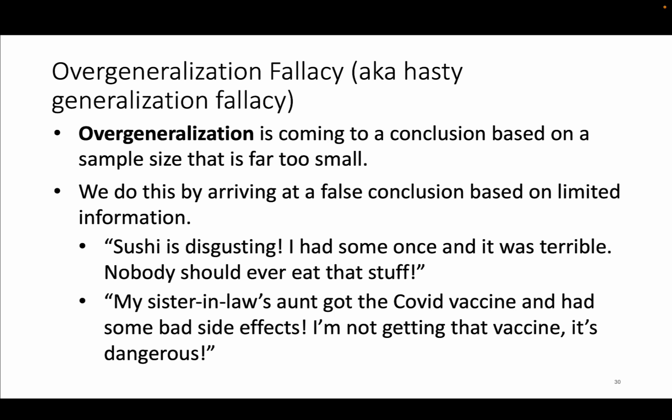Overgeneralization, also known as the hasty generalization fallacy, is coming to a conclusion based on a sample size that is far too small. We do this by arriving at a false conclusion based on limited information. Like these: sushi is disgusting. I had some once and it was terrible. Nobody should ever eat that stuff.